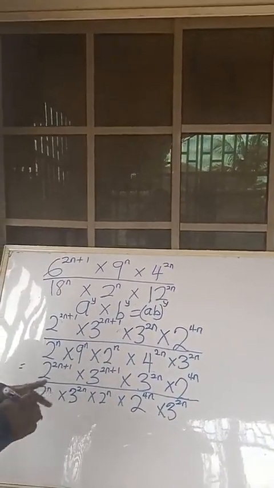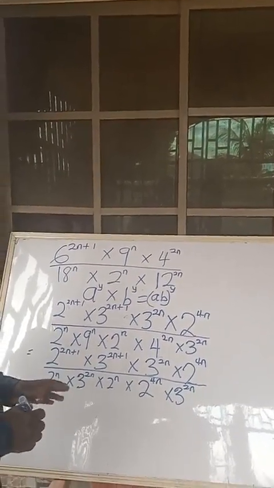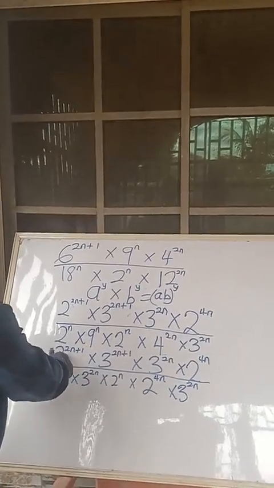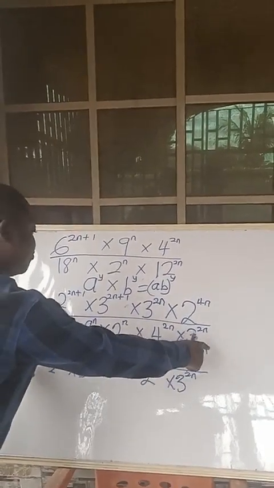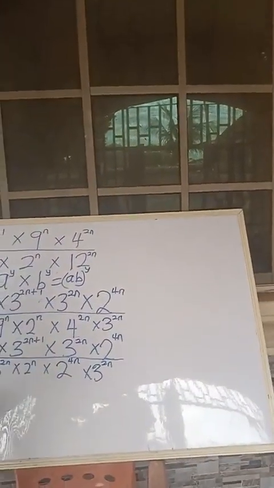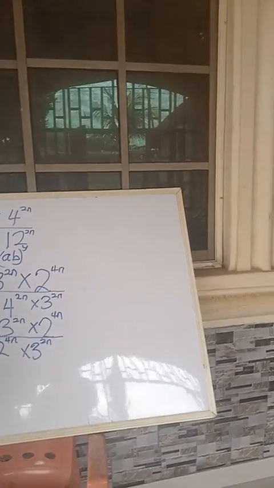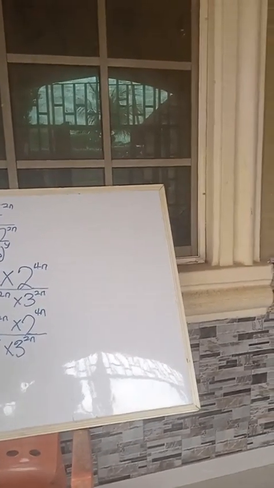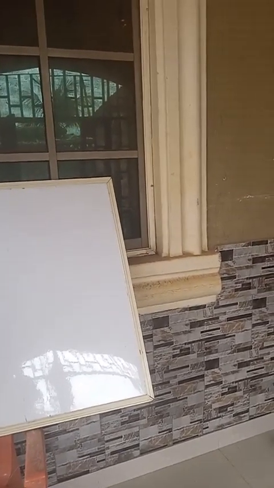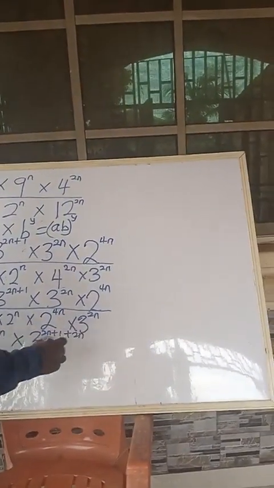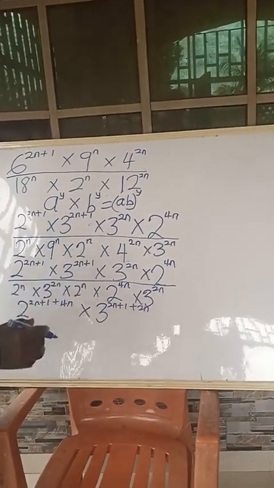Now we have 2 common bases, and that is 2 and 3. So I want to combine all the 2's and all the 3's. Up here, 2 raised to power 2n plus 1 times 2 raised to power 4n, according to the law of indices, will become 2 raised to power 2n plus 1 plus 4n. Do you agree with that? Whenever we are multiplying two numbers of the same base, we are going to add their powers, and that's what I have done. Then for the 3, I'm going to write it as 3 raised to power 2n plus 1 plus 2n, because they are of the same base, so we add their powers.